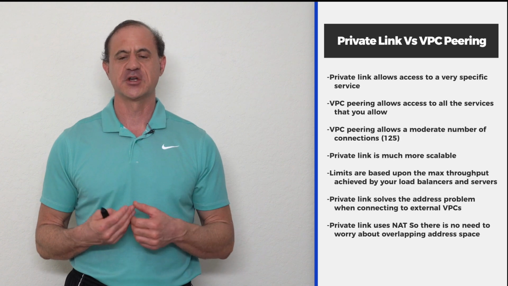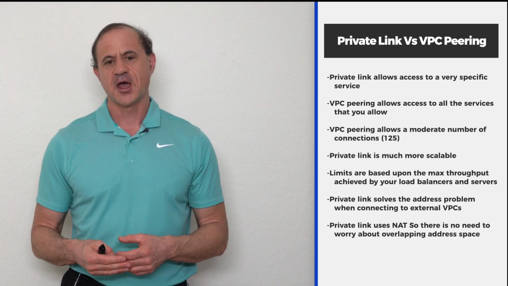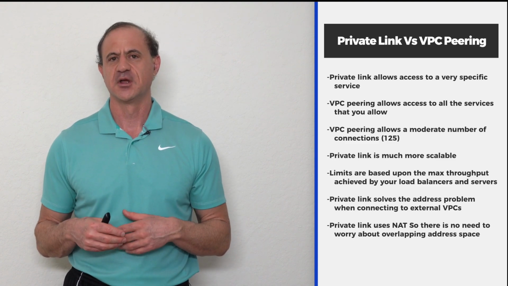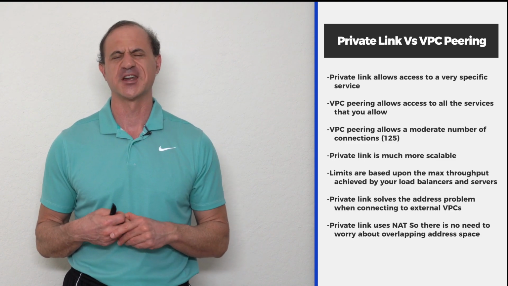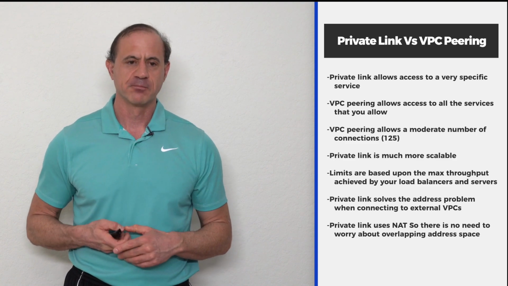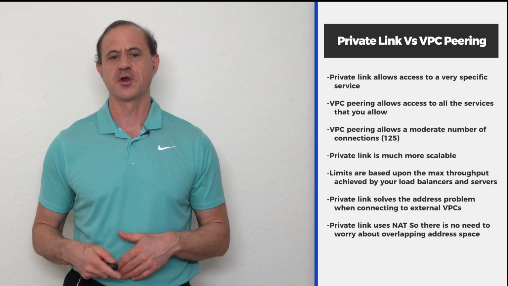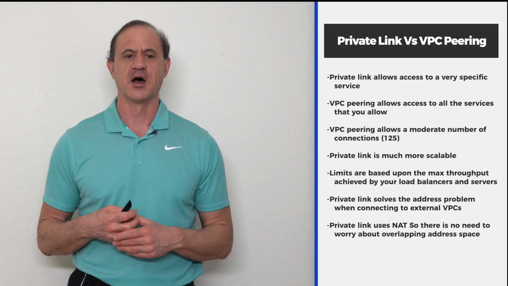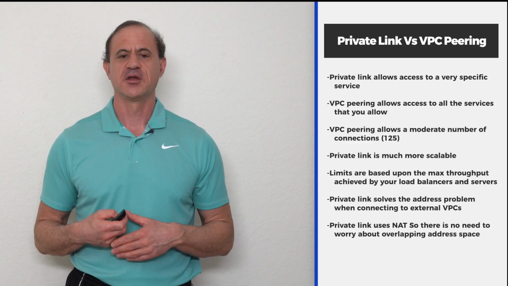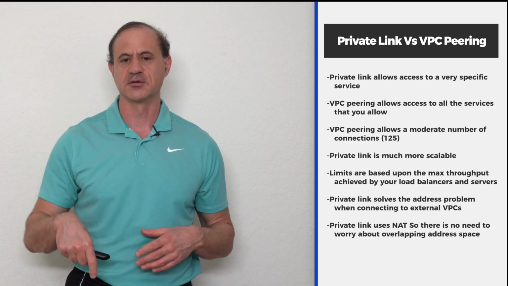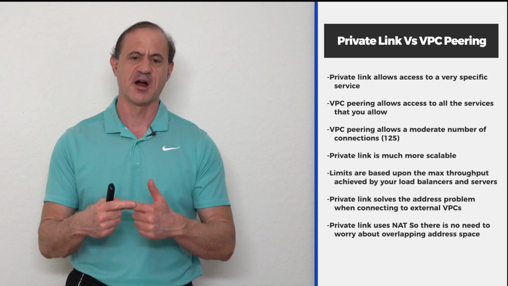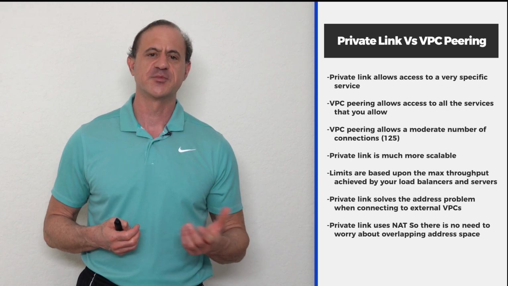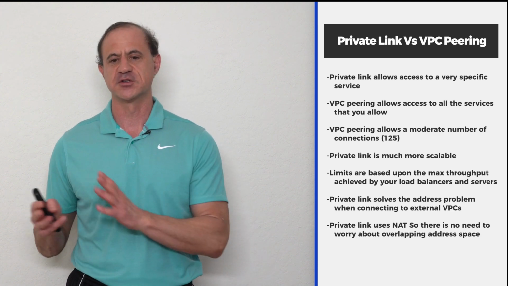So Private Link is going to be a very scalable solution. And with VPC peering, you can do a moderate number of connections. It can always change, but the last time I checked, it was 125 connections that you could do with VPC peering. But Private Link is much more scalable. You're going to be able to achieve maximum throughput and deal with thousands of links. And the throughput will be achieved by setting load balancers prior to your servers. You've got very fast links, and you can use load balancers with high performance servers. So you're going to get much better performance and scalability with Private Link as opposed to VPC peering.